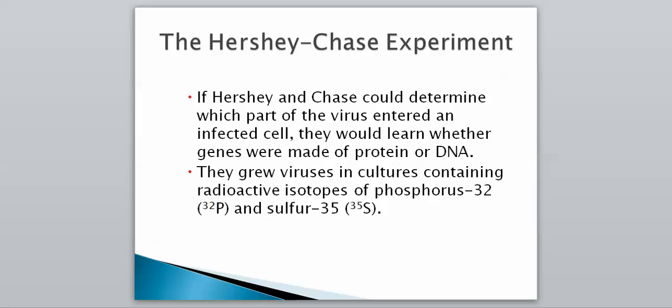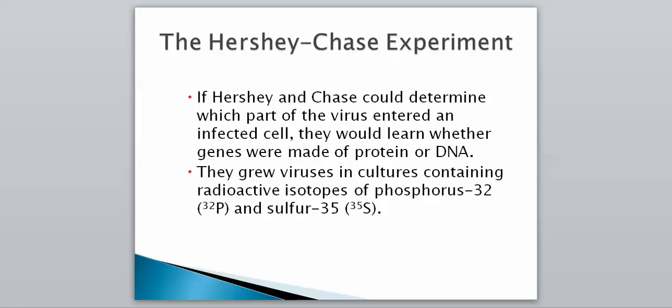Hershey and Chase wanted to determine which part of the virus entered and infected the cell, and they would learn whether genes were made of protein or DNA. So if they could determine which part of the virus entered an infected cell, they would learn whether genes were made of protein or DNA. Because up to this point, we didn't know what the composition of our genes were.